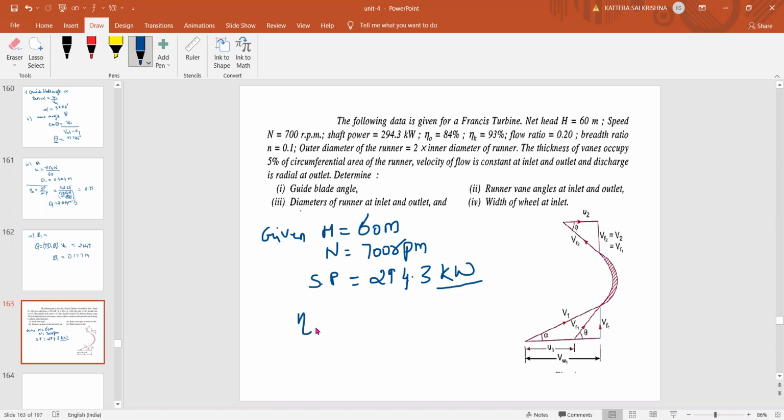Next, overall efficiency. So what is the formula for overall efficiency? It is shaft power by water power. So water power, already we know the formula, rho g Q H by 1000. This is given as 84%. Next, hydraulic efficiency. Formula already we know, hydraulic efficiency equals Vw1 u1 by g into capital H, which is given as 93%. Okay. Next, flow ratio. Okay, I'll go for the next slide. You copy this up to here.